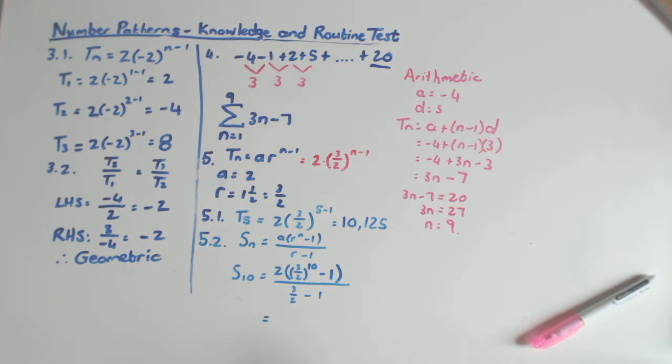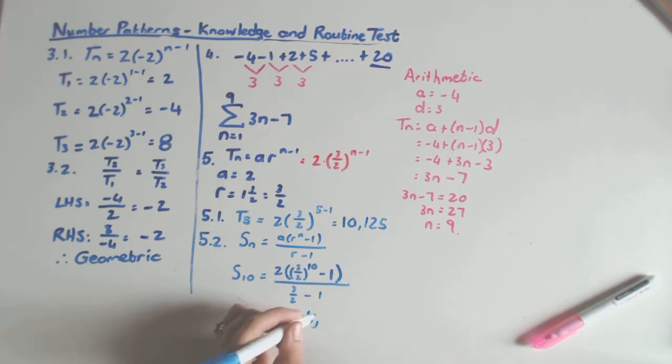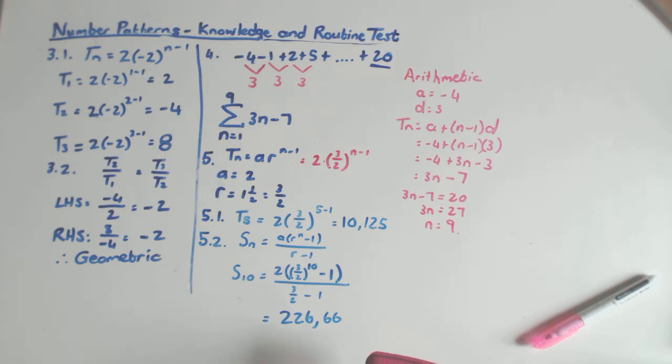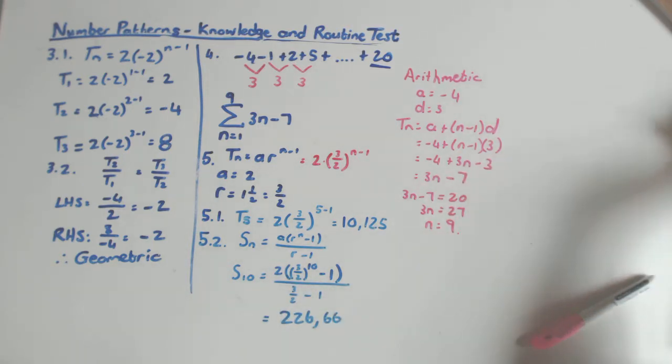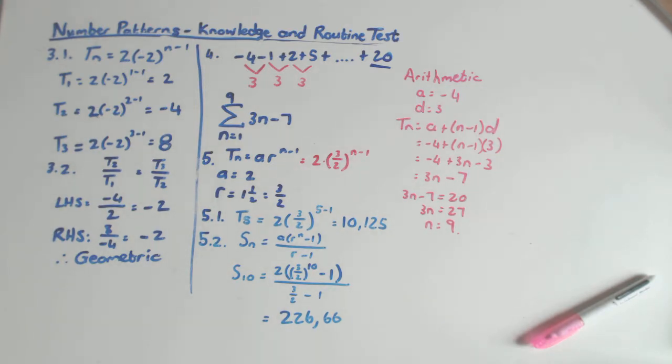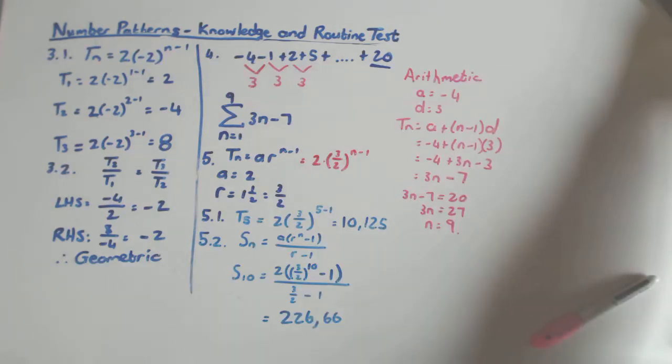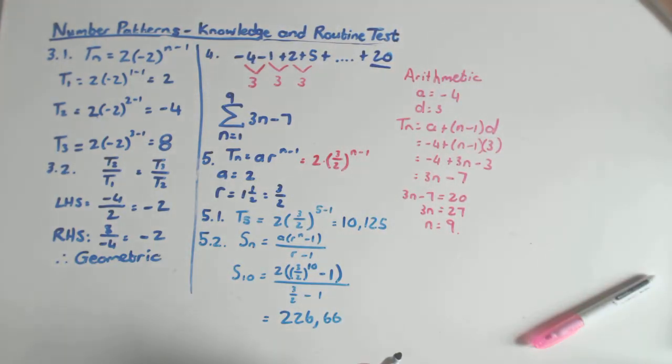Okay, and this gives me 226.666, so to 2 decimals I can round it off as 226.67. Alright, so that is the sum of the first 10 terms to 2 decimals.